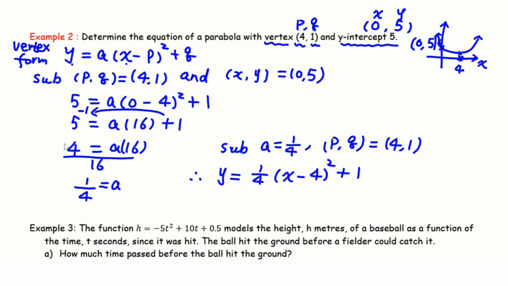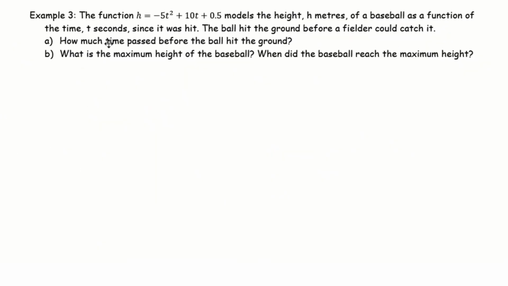So this is example 2. So this is example 3, and in example 3 you will see h = -5t^2 + 10t + 0.5. It models a height h in meters of a baseball as a function of time, t seconds, since it was hit. The ball hit the ground before a fielder could catch it. It asks how much time passed before the ball hit the ground.